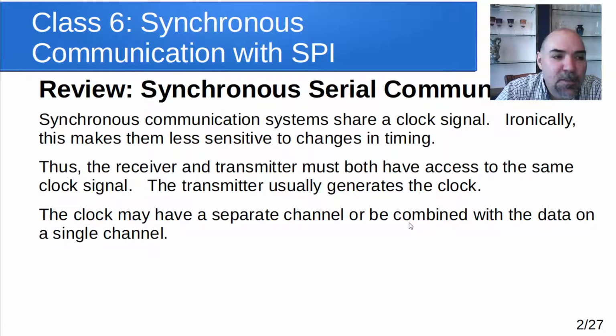And usually it's the case where the transmitter generates that clock. In other words, it's the transmitter that says, hey, here's this data I want to send, tick, tick, tick, tick, tick. But as we'll see with SPI, it's really both a transmitter and receiver at the same time, and they're both looking at the clock. But one of the ends, in SPI terminology called the master, is the one that generates the clock. The other devices that are connected to it just look at the clock or use it. So that clock might have a separate channel or be combined with the data on a single channel. In other synchronous systems it might be combined, but in SPI, it has its own separate signal, as we'll see here in a second.